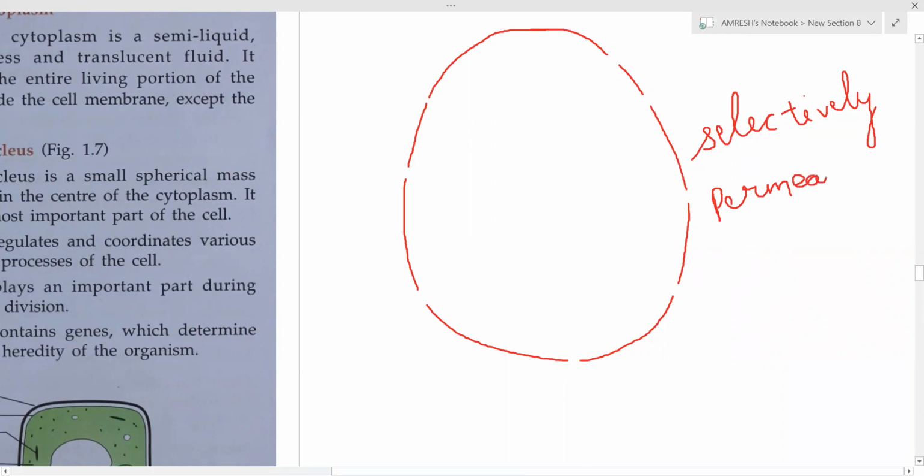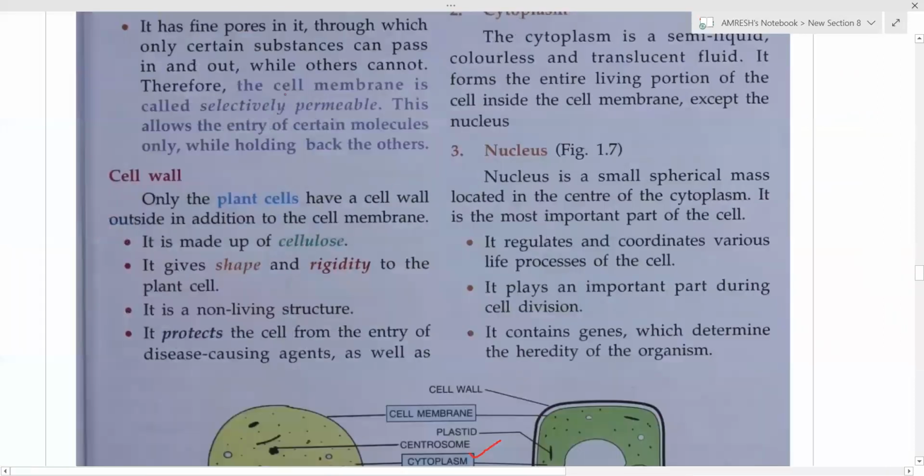Suppose you are going to a wedding and the guard is standing at the gate. You have to show your wedding card or invitation card to get entry to the wedding. If you don't have that, the guard will not allow you. So that is selectively permeable. The cell membrane is selectively permeable. It allows the entry of certain molecules only while holding back the others.